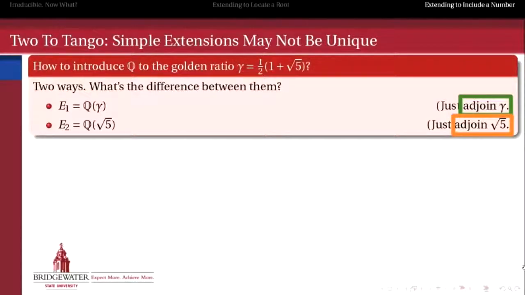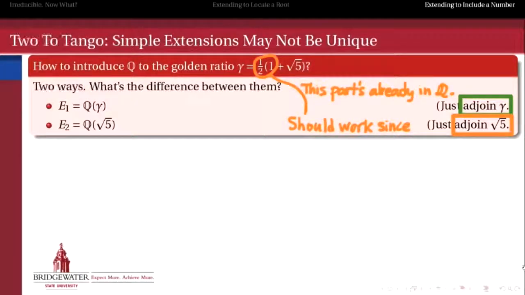But you might say, gamma is made up of a sum of two numbers, one of which is irrational, but the other of which is rational. So why can't we just adjoin the irrational part? Because this 1/2 times 1, that part's already rational. So if we try throwing that into Q, we're not going to get anything new and interesting. So why don't we just try throwing in the square root of 5? Do we get the same field just by throwing in radical 5 as we do by throwing in 1/2 times 1 plus radical 5?